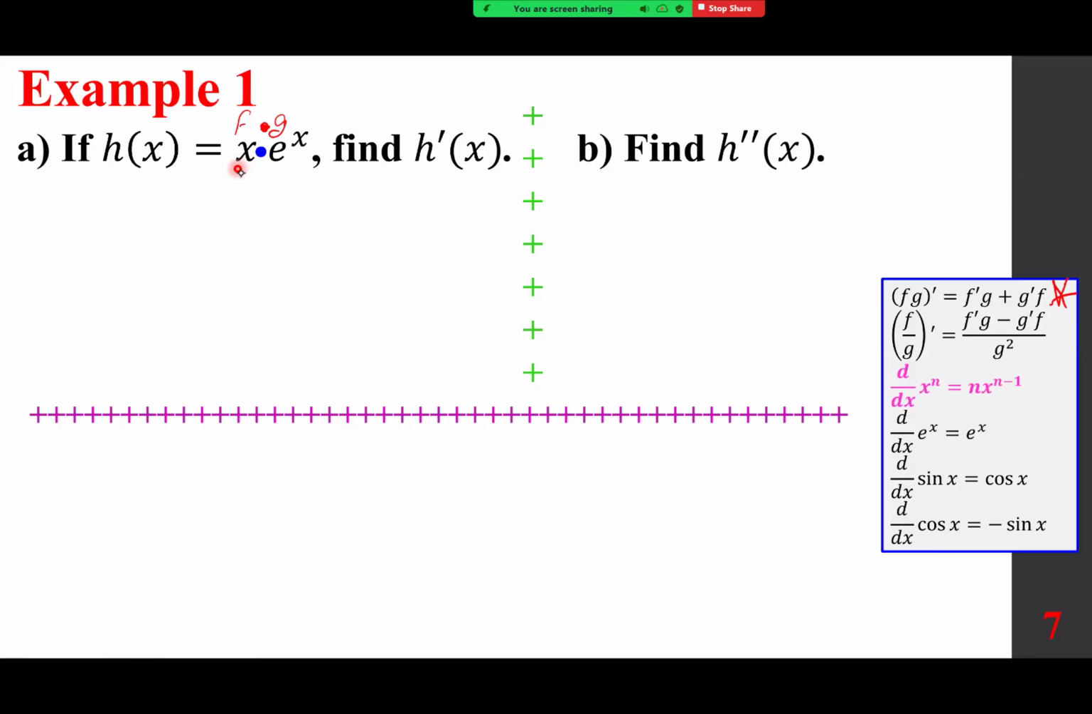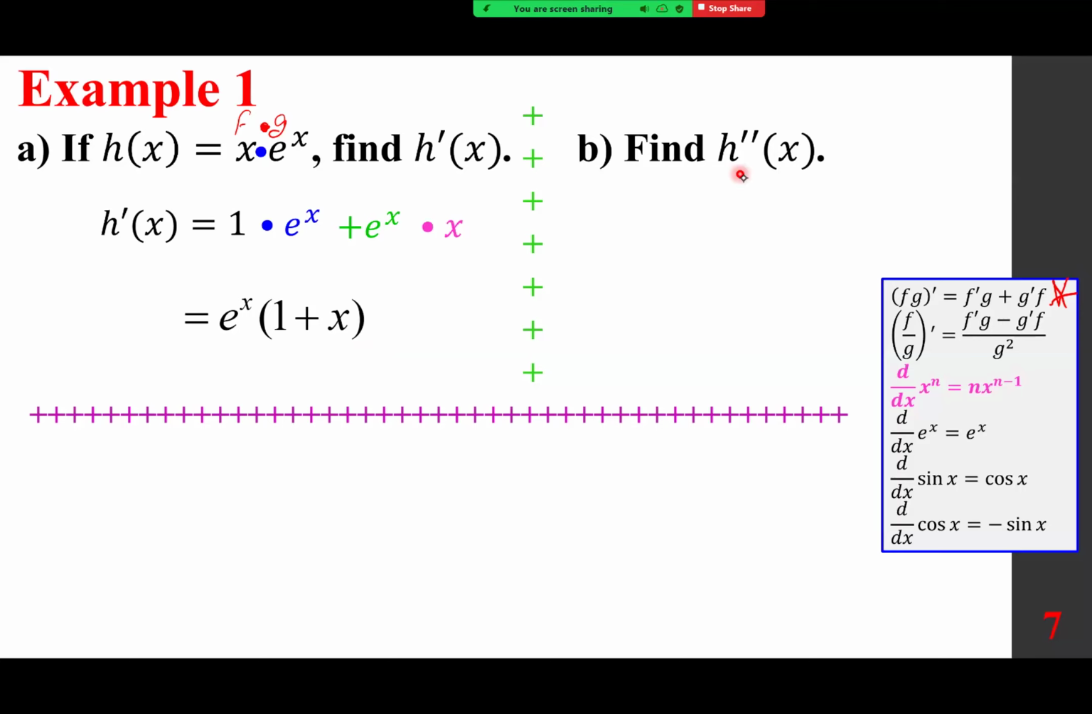F prime is 1 times g, which is e to the power of x, plus g prime, the derivative of e to the power of x is itself, times f, which is x. I'm done with calculus. I'm going to factor the e to the power of x out. This gives me 1, this gives me x. Of course, 1 plus x, x plus 1.